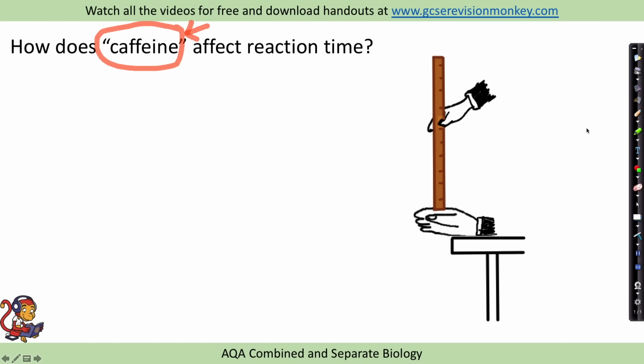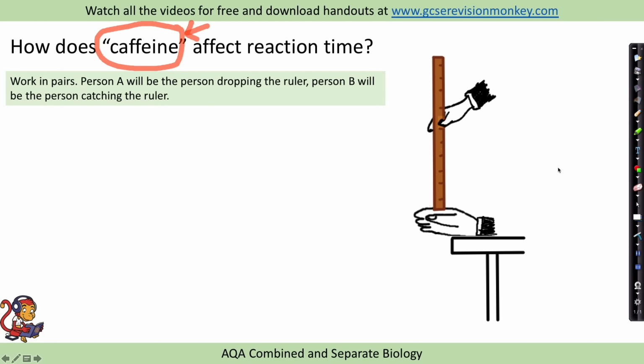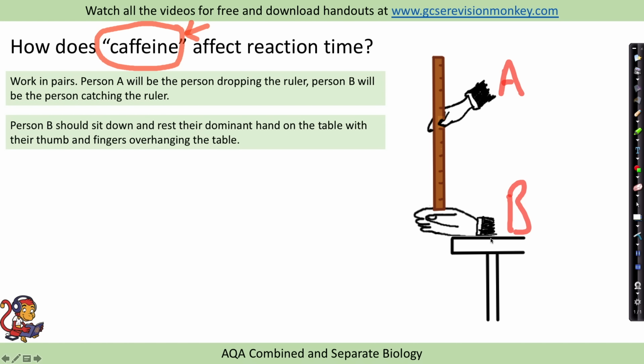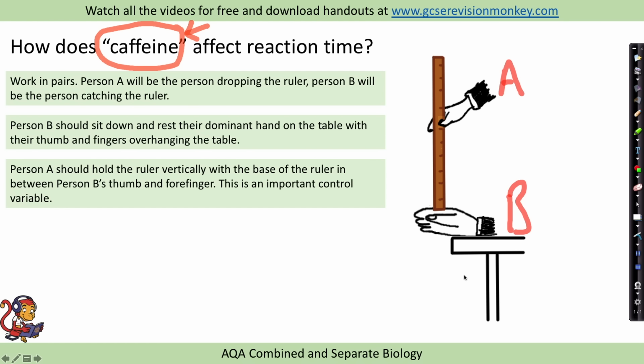So let's go through the method. First of all, you'd work in pairs for this practical. Person A will be the person who is dropping the ruler and person B will be the person who is catching the ruler. Person B should sit down and rest their dominant hand on the table with their thumb and fingers hanging over the table. Person A should hold the ruler vertically with the base of the ruler in between person B's thumb and forefinger.